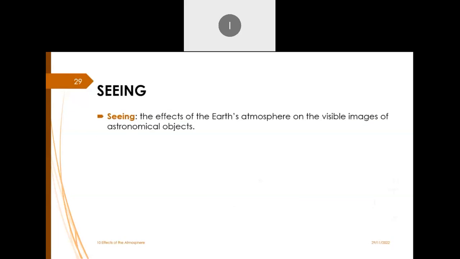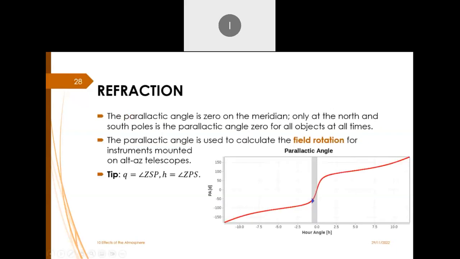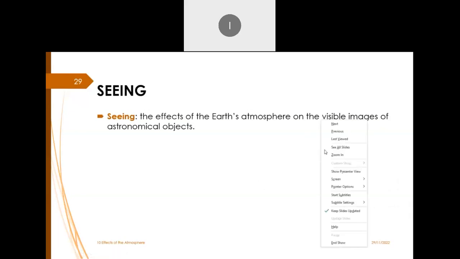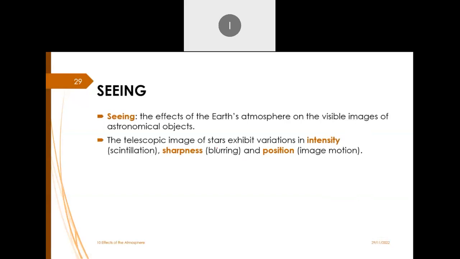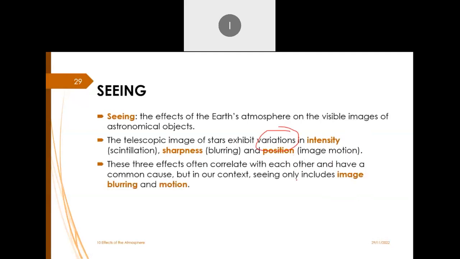Okay, so what is seeing? Seeing is the effects of the Earth's atmosphere on the visible image of astronomical objects. The telescopic image of stars exhibits variations in intensity, or scintillation. We use the term scintillation for intensity, sharpness for the blurring, and position for the image motion.